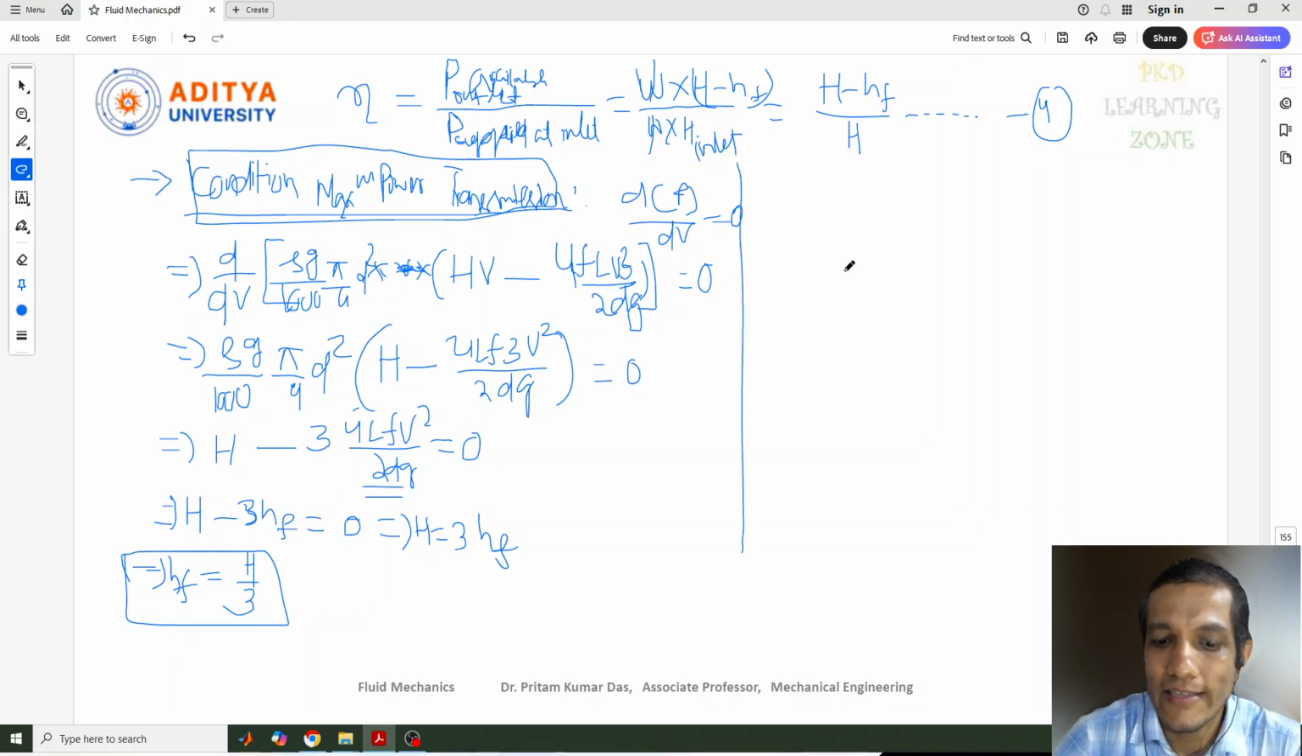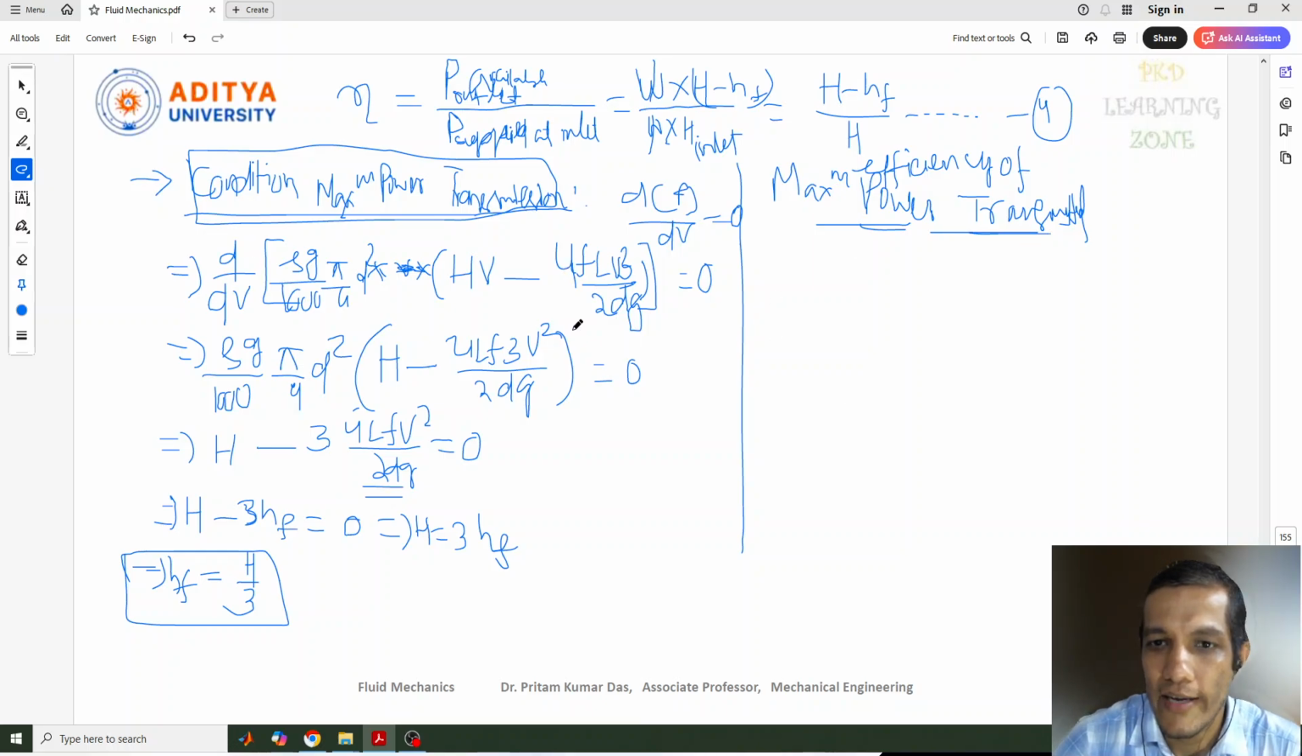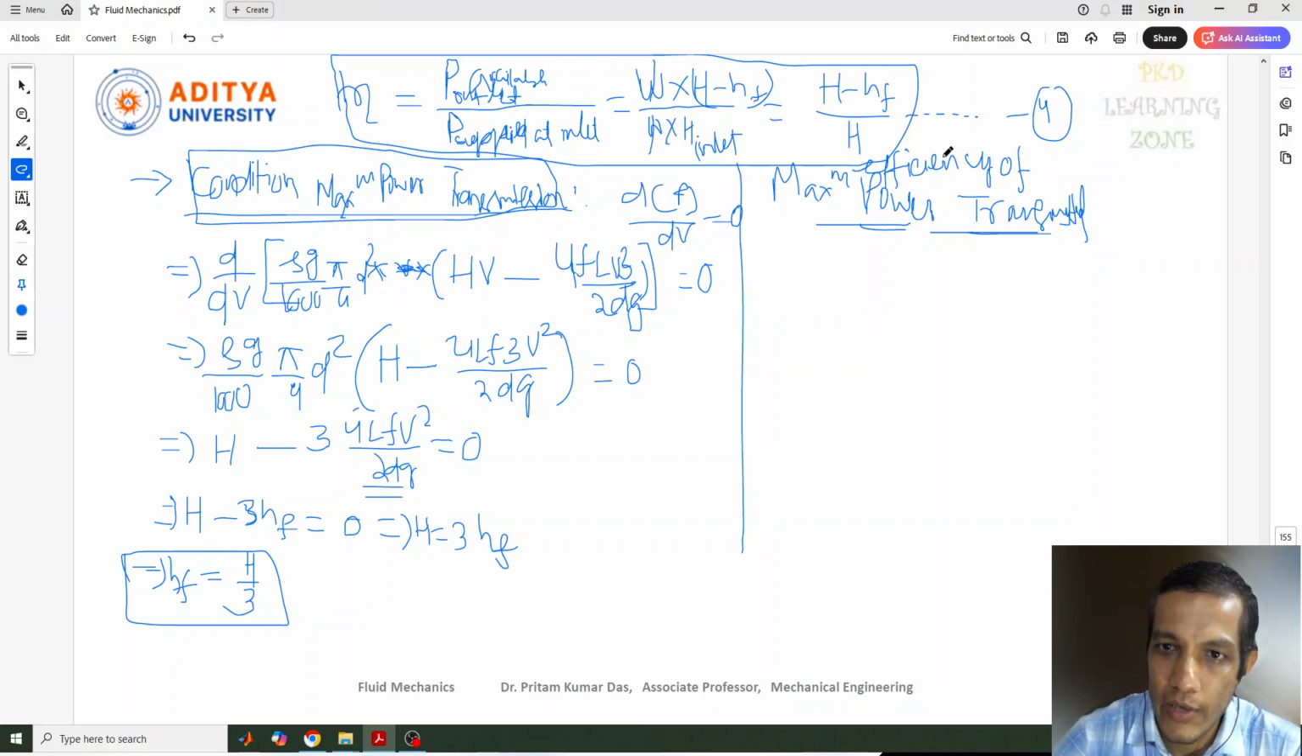One more term we can discuss, that is maximum power efficiency, or maximum efficiency of the transmitted power. We can write maximum efficiency of power transmitted, or transmitted power. Okay, so previously what we got here, this is only efficiency, correct? What we derived here, this is only efficiency. Now maximum efficiency of power, transmitted power, how to identify? From the same equation we need to consider.